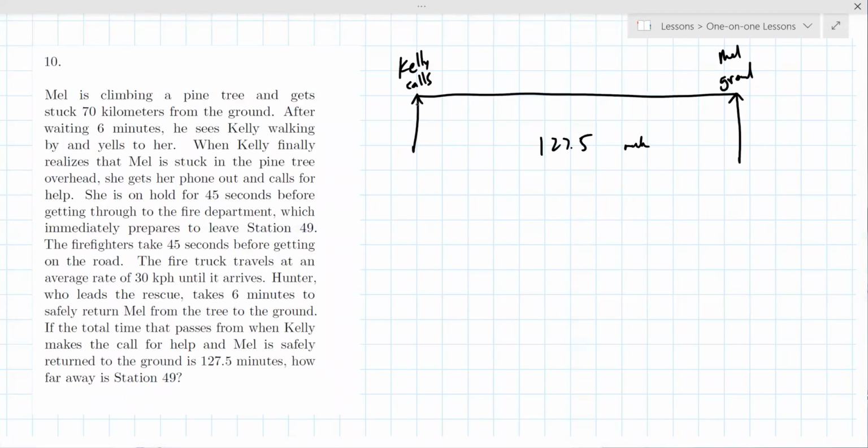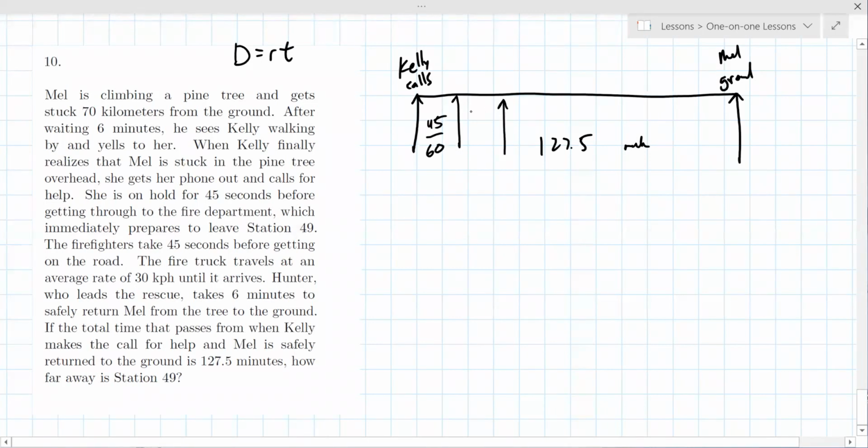So what happens when Kelly calls? Let's go through that. She's on hold for 45 seconds. So there's 45 seconds there. And since this is in minutes, you might want to convert the seconds to minutes to start. Okay. Is this a D equals RT? D equals RT. Fire truck travels at a rate. Oh no, they take 45 seconds before getting on the road. This is another kind of issue there. They travel at 30 kilometers per hour until it arrives.